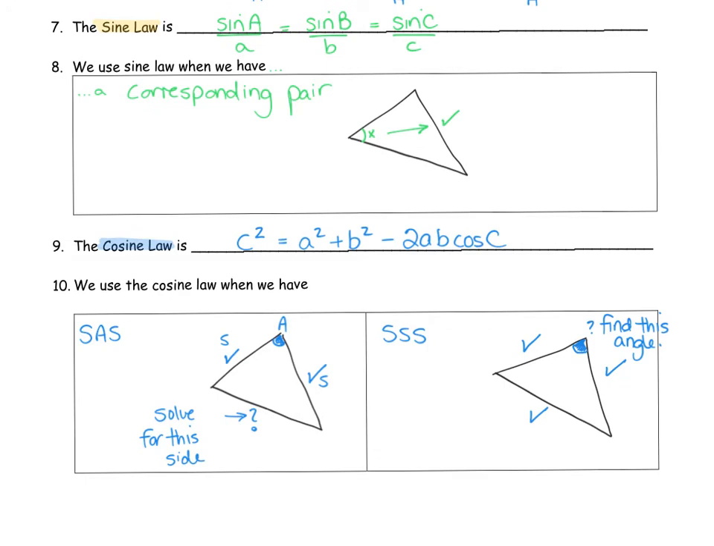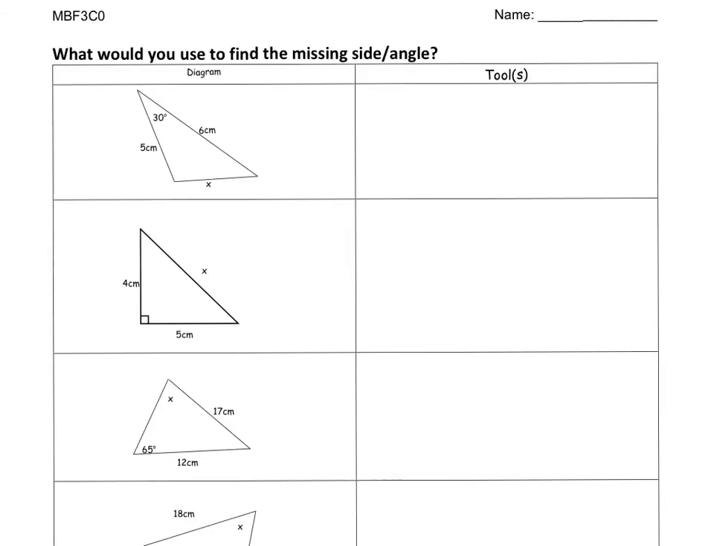Now we're going to take a look at a whole bunch of different triangles and scenarios, and your job is going to be to try to figure out what do I use to start solving this triangle. I'm going to talk about a few of them with you, and then you're going to go ahead and do the rest. That's part of what I want you to figure out. Once you say what the tool is, you can also go ahead and solve for the unknown, the missing x, which is a side or an angle in all the scenarios.